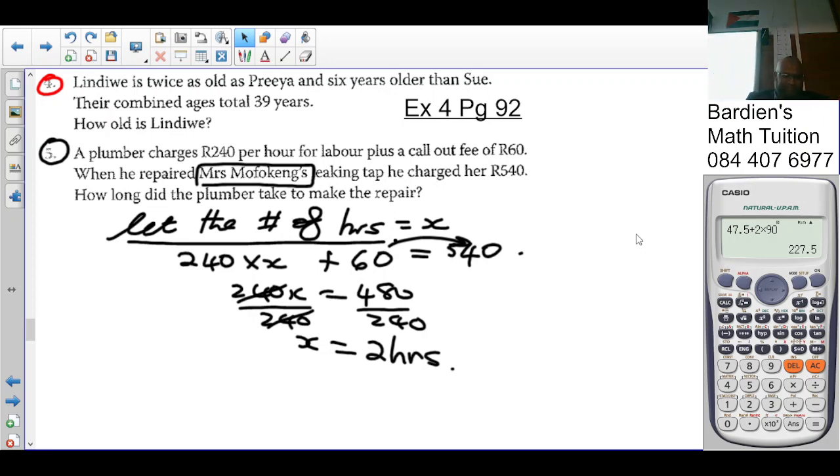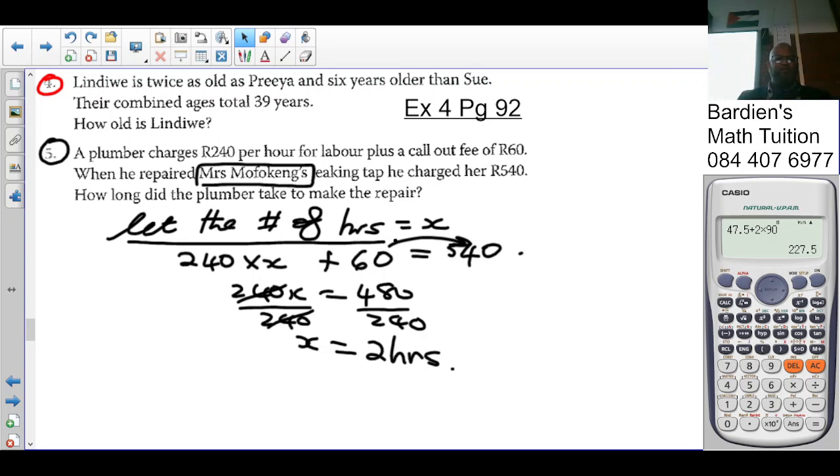Right. People, for homework, I gave you numbers 1 to 5. You do numbers 6 to 11 for homework.